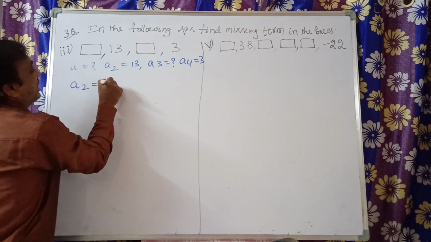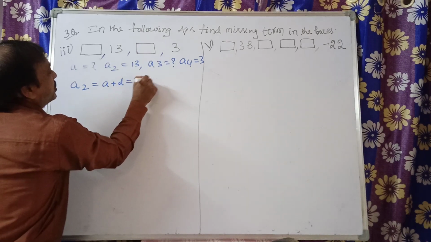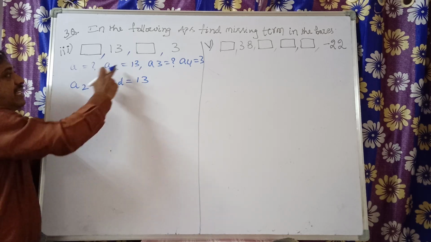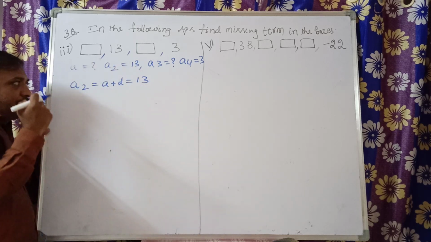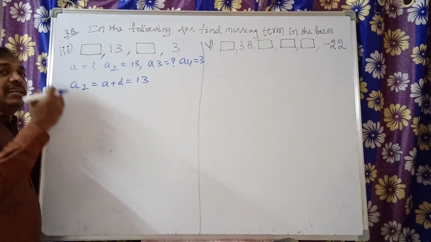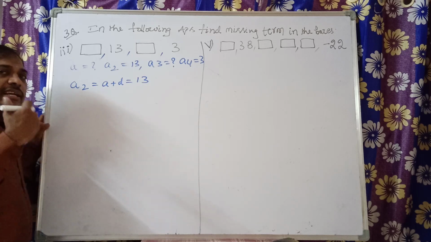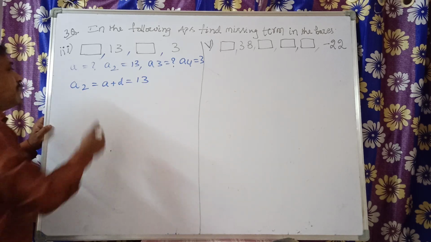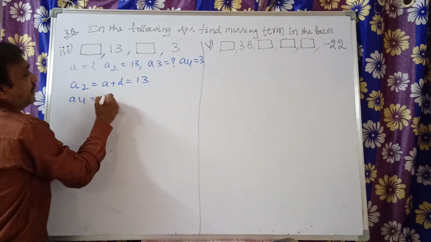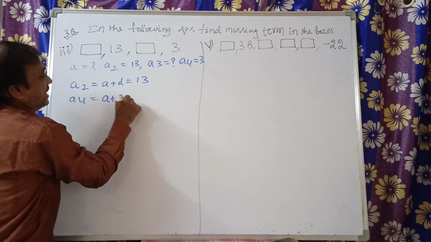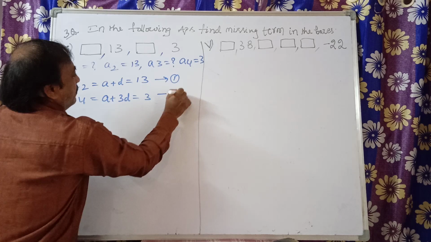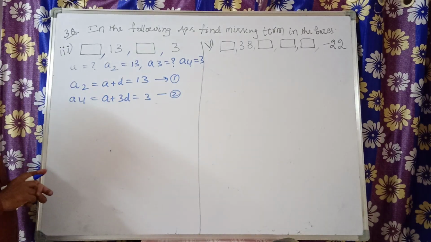A2 is A plus D, which is equal to 13. Do you understand this step? A2 is 13, but what are the arithmetic progression terms? A1, A2 can be written as A plus D, A3 can be written as A plus 2D, A4 can be written as A plus 3D like this. So now A3 is a question mark, A4 is given, A4 is equal to A plus 3D, which is equal to 3. Let these be equation 1 and equation 2.